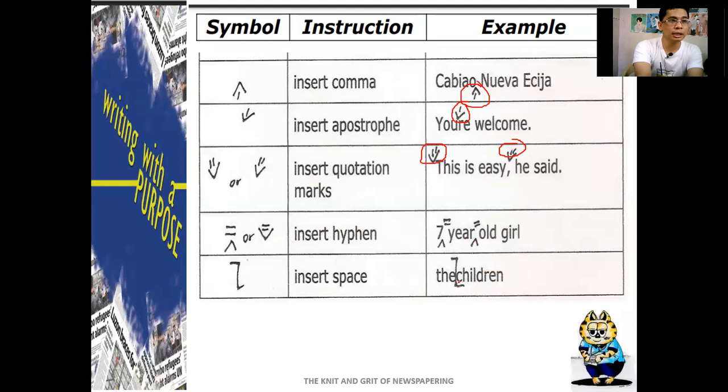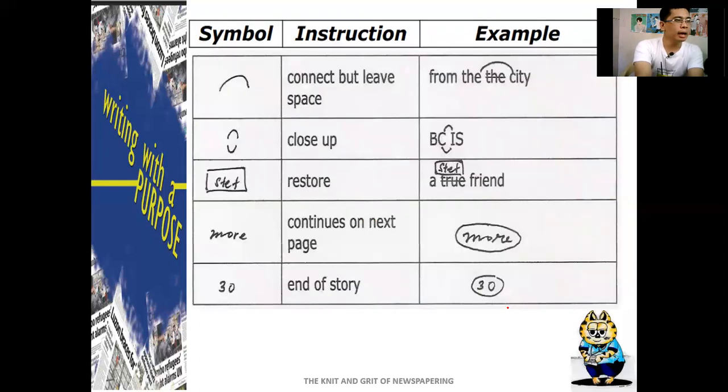Let's say words got joined or stuck together and you want to separate them, we put something like a letter Z in between those words to indicate that they should be separated. And if you would like to connect them, connect but leave space. Again, connect but leave space. Because if you only do this, it looks like you just want to bring them closer. But if you use this, it means you will join them. You deleted a word here and you want them joined. If you would like them to be really close together, then this symbol is used.